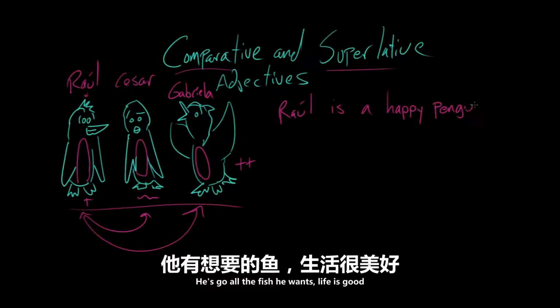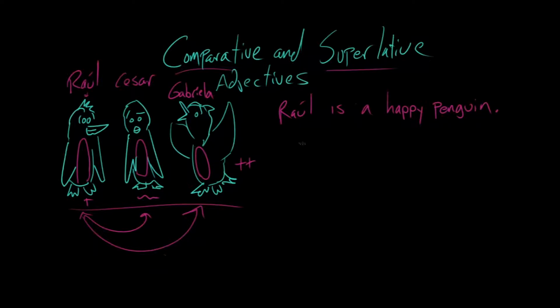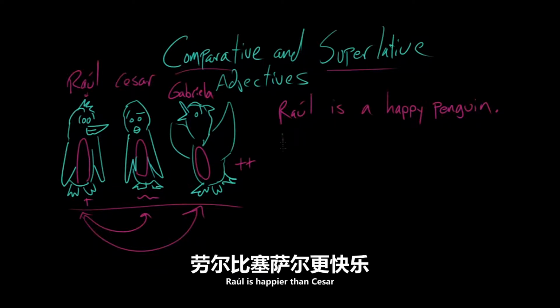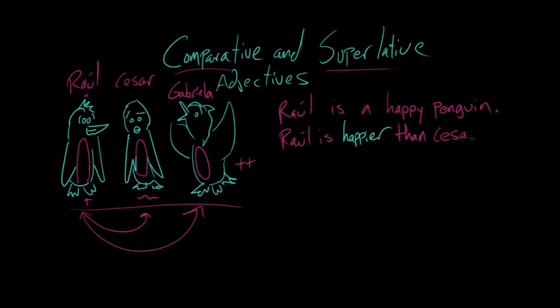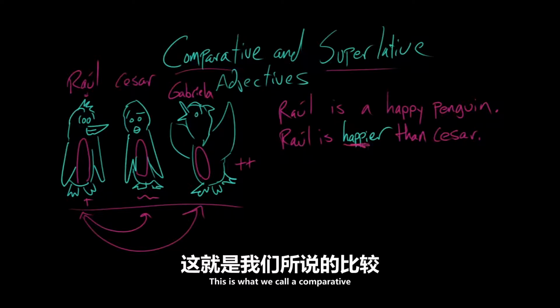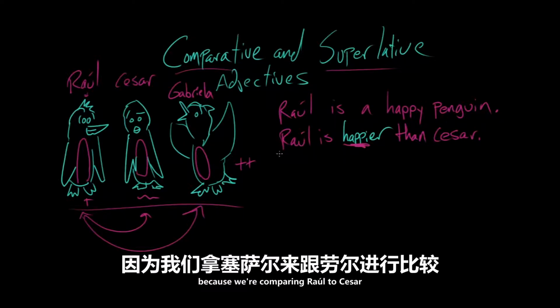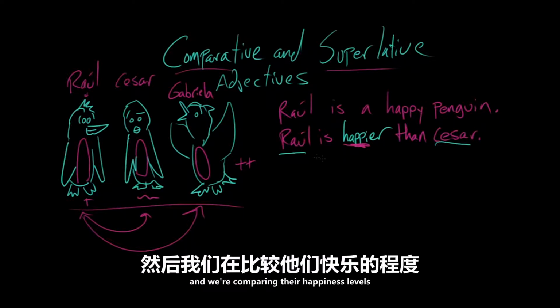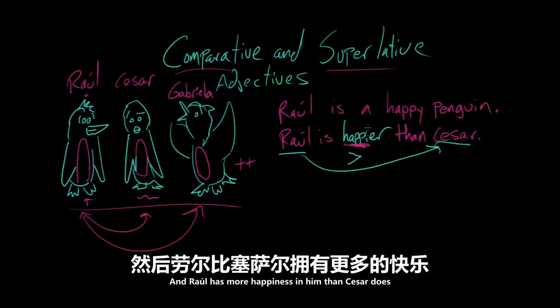He's got all the fish he wants. Life is good. Raoul is happier than Cesar. This is what we call a comparative, because we're comparing Raoul to Cesar, and we're comparing their happiness levels. And Raoul has more happiness in him than Cesar does.